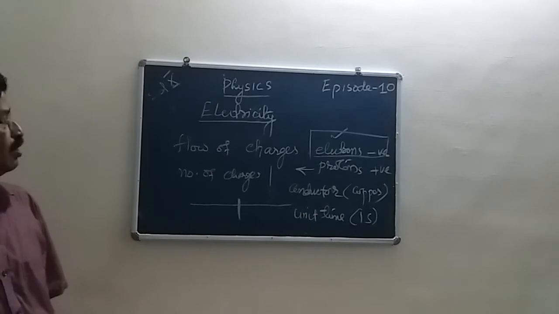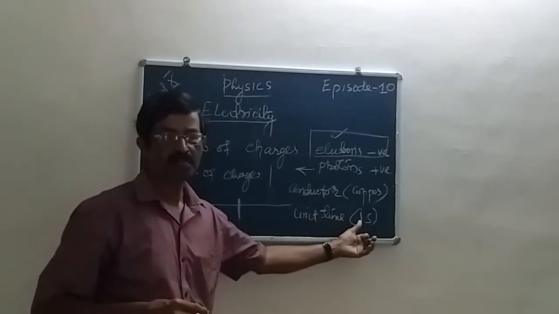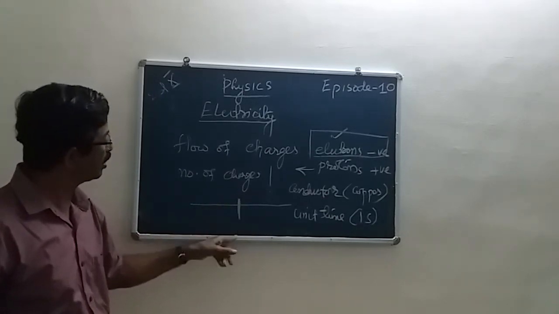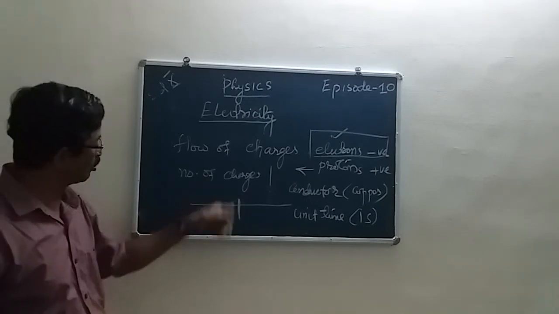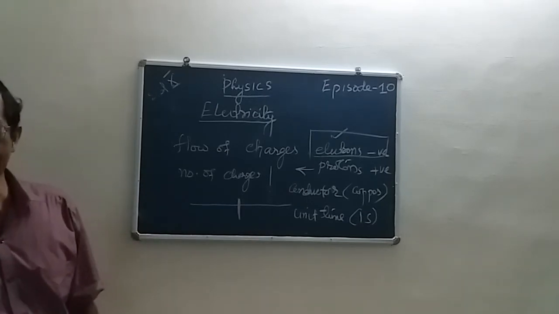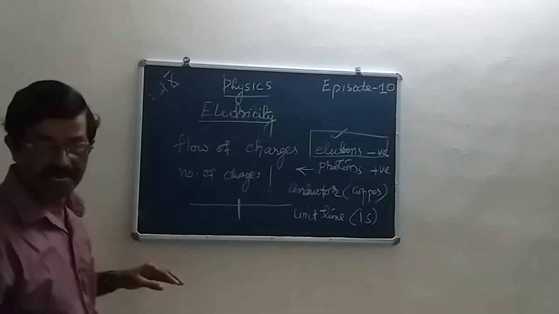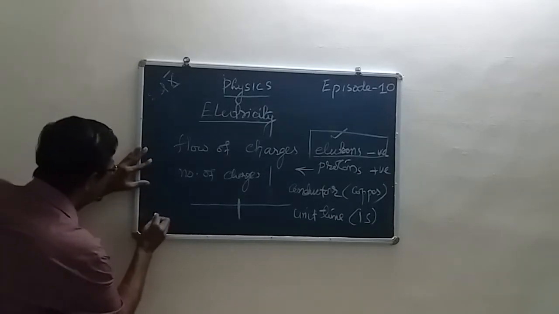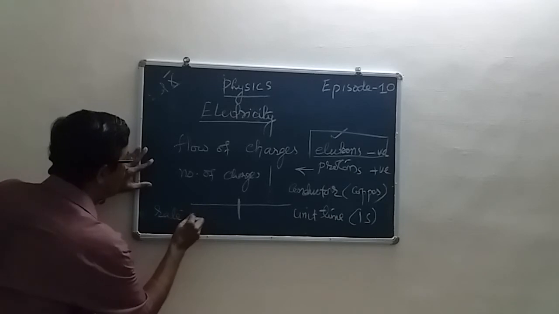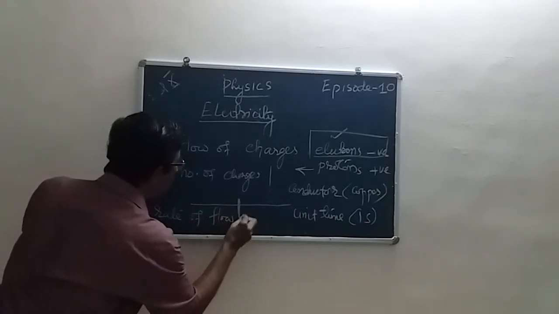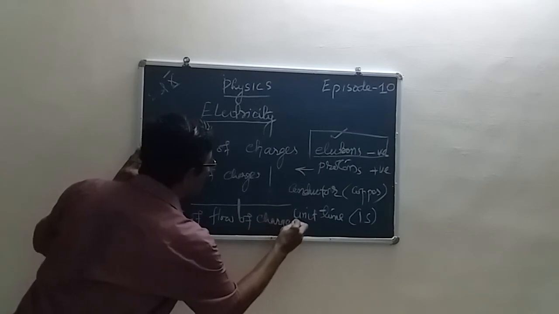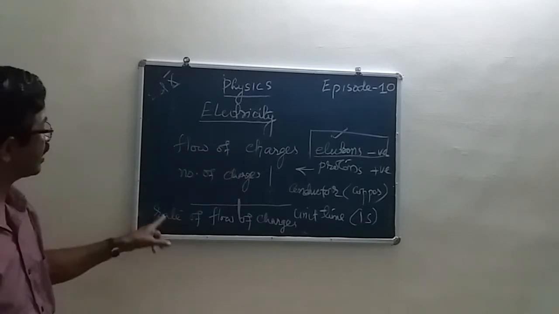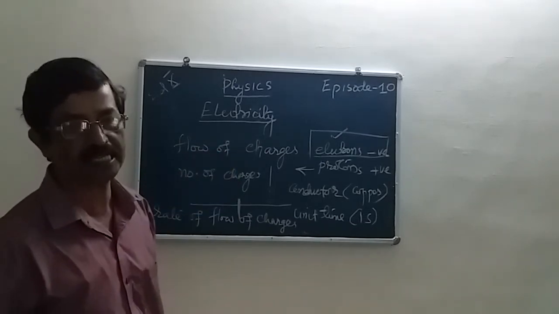One second. What does unit time actually mean? 1 second. The number of charges crossing over a particular area or a particular point is considered as electric current. So, electric current we can consider as the rate of flow of charge. So, what is actually electric current? Electric current is the rate of flow of charges.